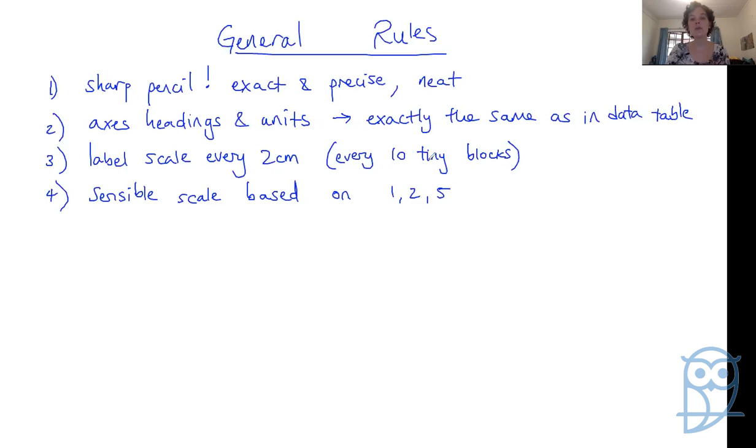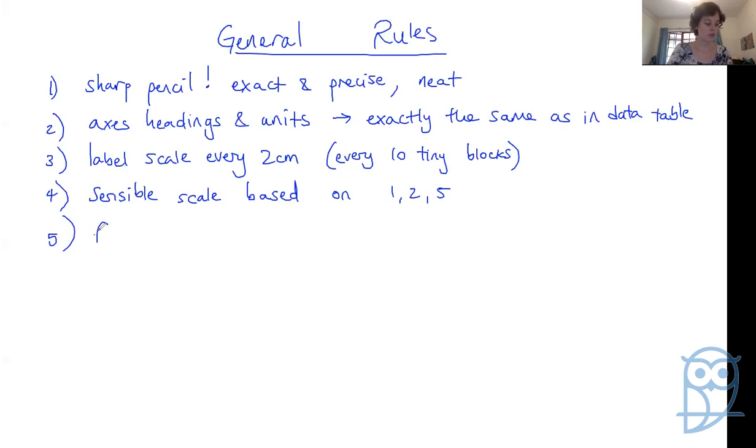And the reason that we're working with these ones is because they link very nicely in with our 10 tiny blocks. So when we're plotting between the values on our scales, we can get exact and precise locations of those plots. Right.